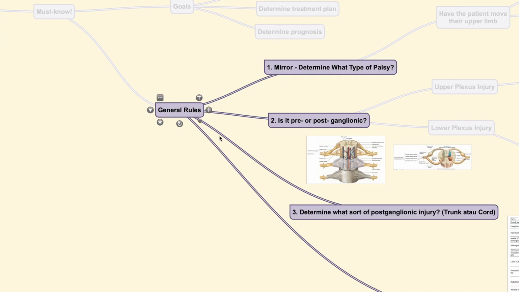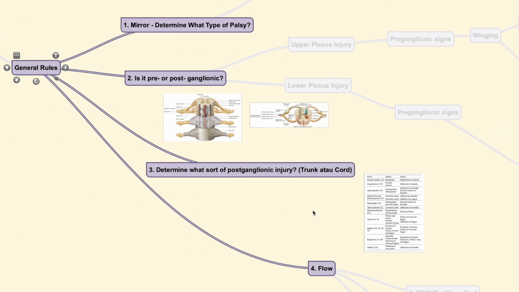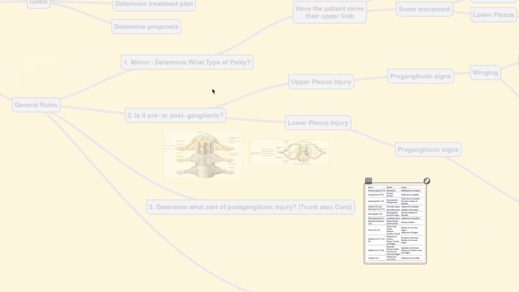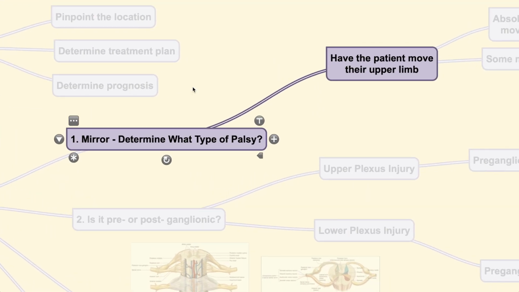Now, generally, there are rules that you need to follow so that you could do a good physical examination. I tried to put together these 4 points, and I find that they are very good and have helped me along my practice and my study while I'm still a resident. So the first thing I need to do when I find a patient with a brachial plexus injury is to determine what type of palsy he has, whether it is a whole or panplexal type of injury, or whether it is an injury that involves only the upper or the lower part of the plexus.